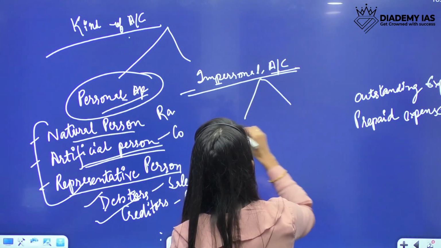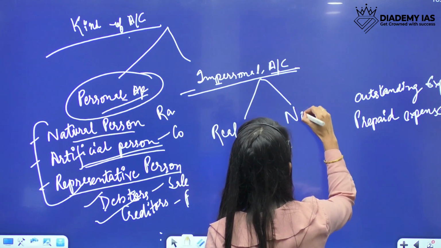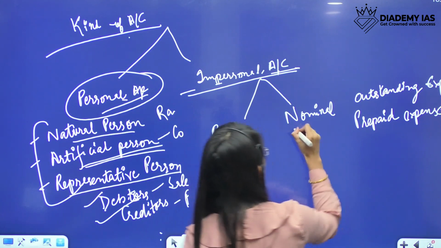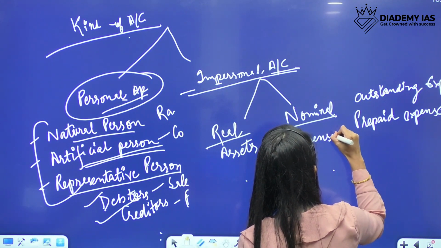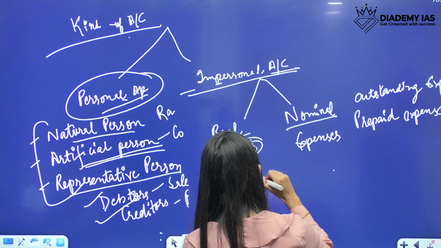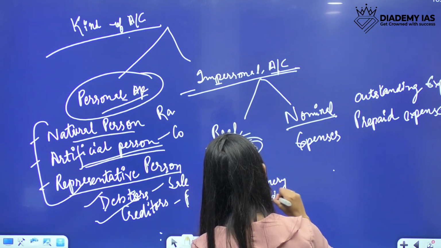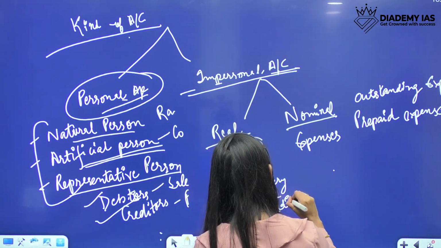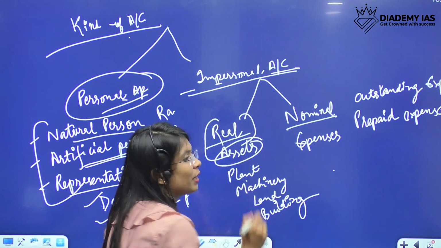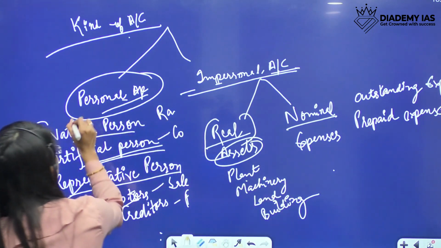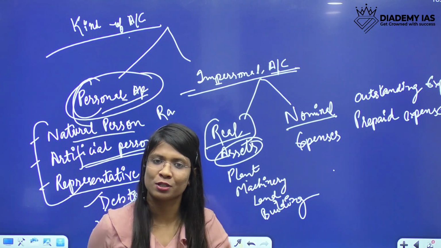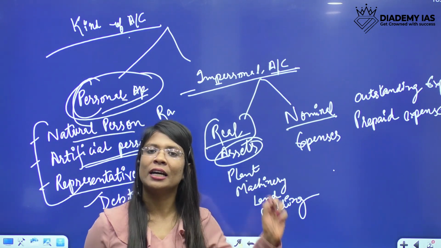So, real and nominal. Real is about assets and nominal is about expenses. Assets means plant, machinery, land, building. All these accounts would be real accounts. So debtors also come under assets, but they are not real because they represent certain persons, so they'll come under personal account. That is an exception. We have to remember the exceptions because journal examination asks about exceptions only. Even though debtors are assets, they are not real accounts.